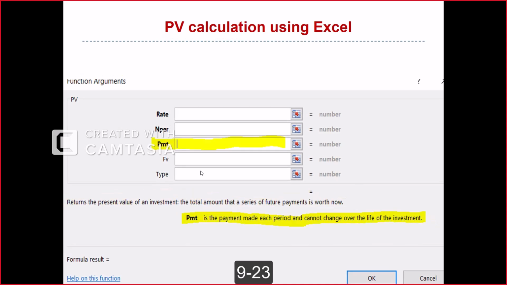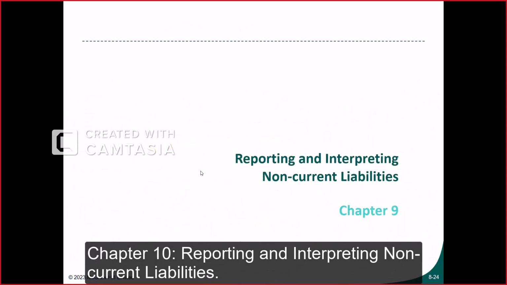Payment is the payment made each period and cannot change over the life of the investment. This is the formula you use to calculate the present value, and sometimes to account for a transaction we need the present value. We're going to make a practice on this. So this covers the topic of chapter 8 about current liability. Any question before we move to non-current liability, chapter 9?